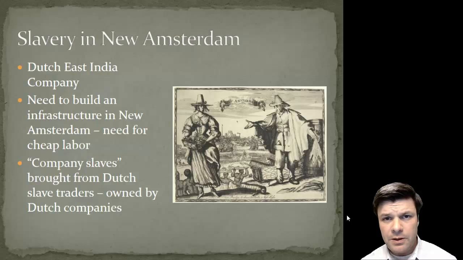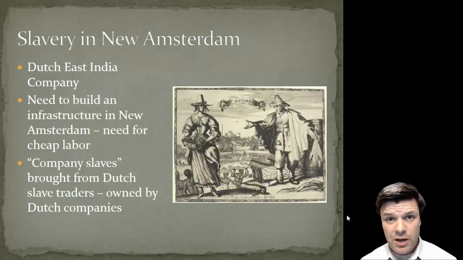Keep in mind what the Dutch are doing over here, though. Unlike Virginia, this is not a colony that's based on agriculture. It's largely based on trade and commerce. So what you need if you're going to have a commercial-based enterprise is you need things like roads. You need bridges. You need buildings, stable water supplies. You need infrastructure. And of course, they needed labor for that.